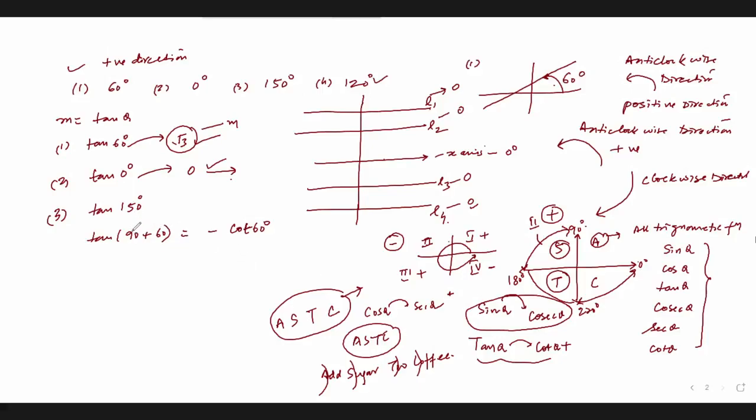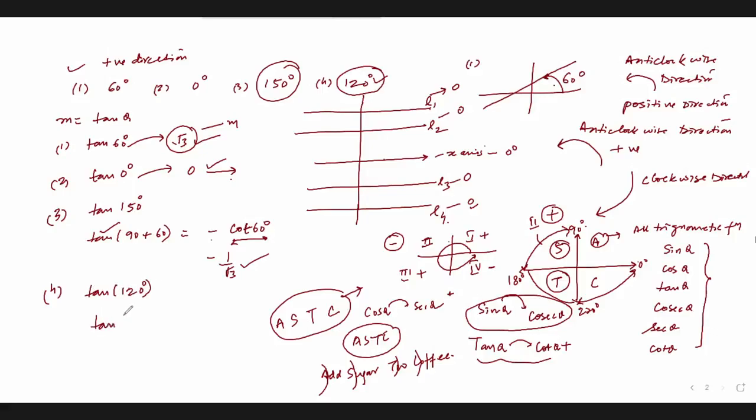So as 90 plus 60 means we are moving in the second quadrant, my tan is negative, so it is minus cot 60. And what is the value of cot 60? It is 1 by root 3. So this is the slope of 150 degree. Now we are talking about 120 degree. So tan 120 degree.